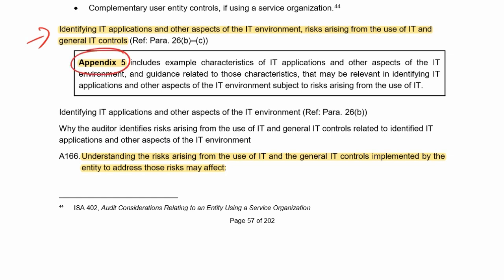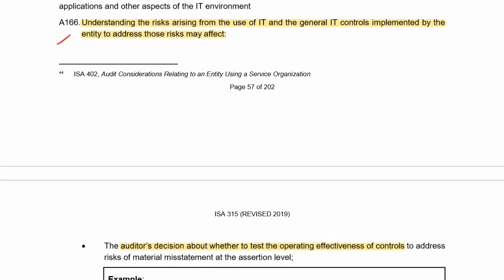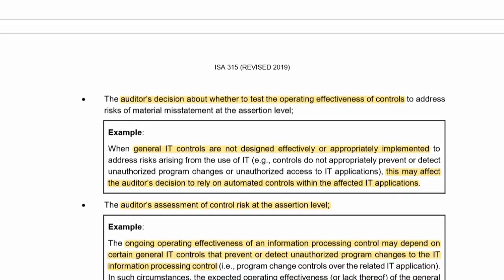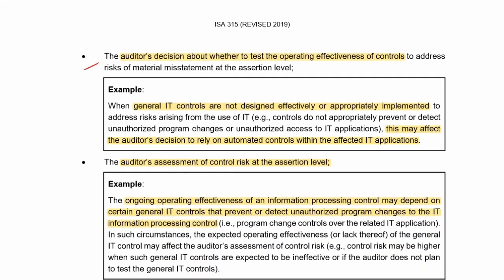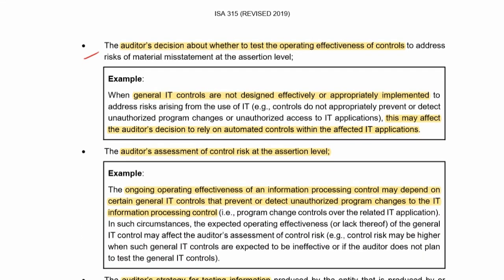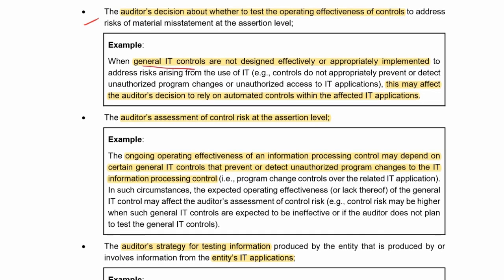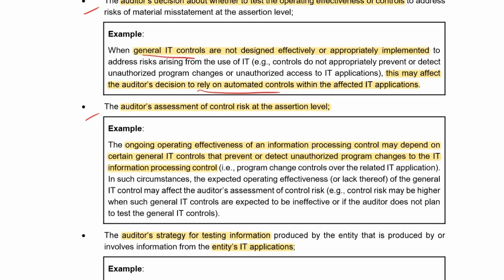I've highlighted Appendix 5. We've already highlighted it up in the contents page, but very important. You need to understand the risks arising from using an IT environment because it's going to affect our decision on whether we want to test the operating effectiveness of the controls. So just to note, if the general controls are not designed effectively, then we are not going to rely on any application controls. It's also going to affect our decision in our assessment of control risks at the assertion level.